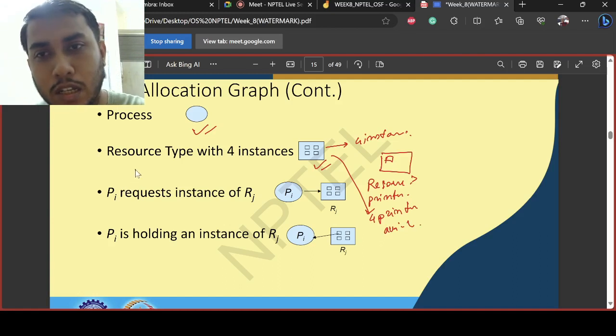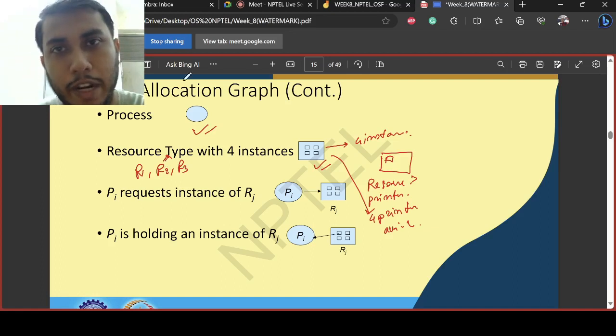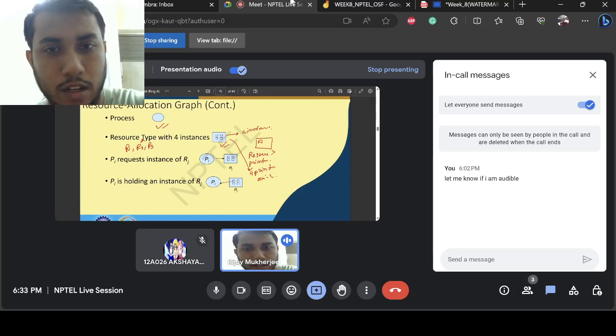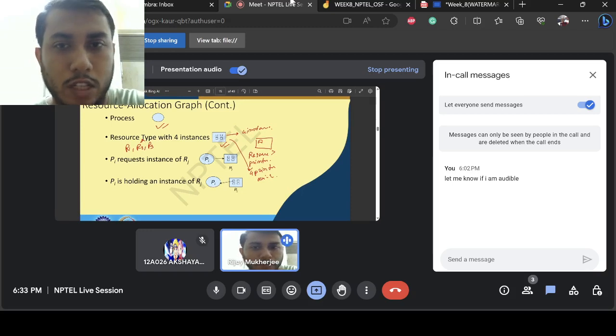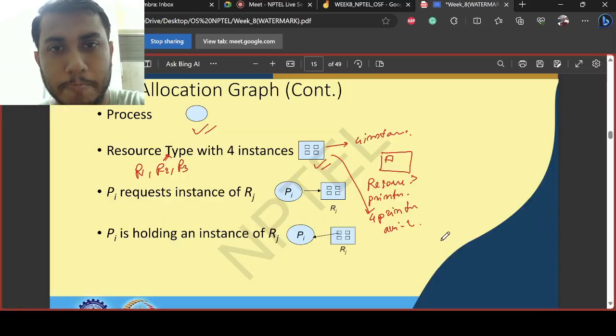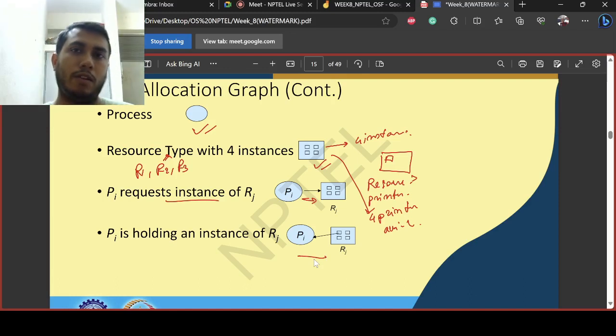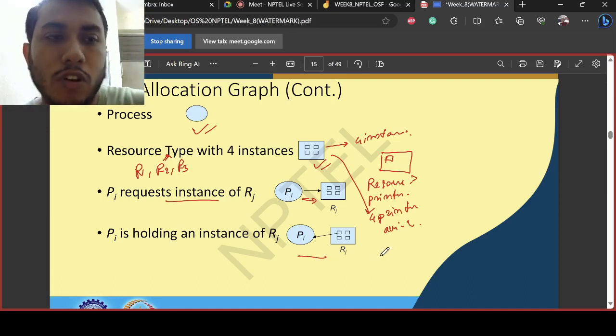Always remember R1, R2, R3 are the types of resources, not the resources themselves. So R1 may represent a printer, R2 may represent a keyboard, R3 may represent, let's say, a video cam, those kinds of things. So there are different types of instances basically. Now our request edge is like this, from Pi to Rj, and the holding edge is like this, Rj to Pi. Okay, that is your resource allocation graph.